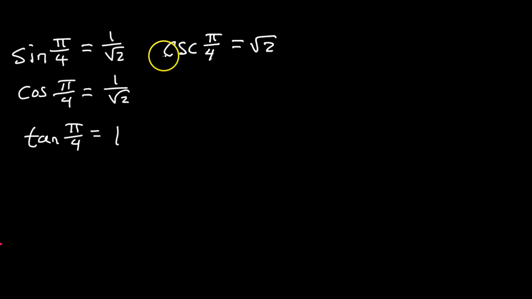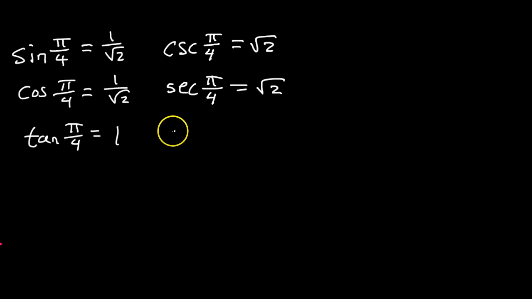Now, sometimes we make a mistake when students are first learning and they think that cosecant and cosine would be reciprocals because they both start with cos. But no, in fact, sine is the reciprocal of cosecant. And secant is the reciprocal of cosine. Okay, so that would also be radical 2.